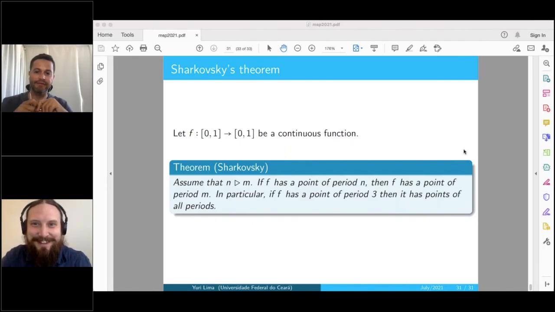Thank you. Here's another question from Dren Zabelli. What kind of mathematics do you need in order to study chaos theory or dynamical systems?